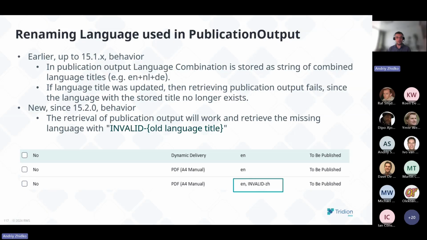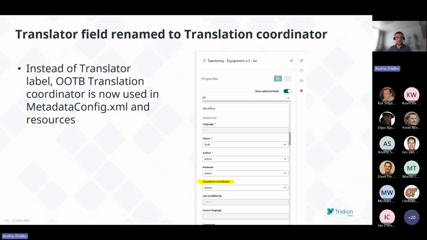And in 15.2 we improved that behavior. Now we do display the label invalid and the label of the old language. So the user will clearly see that there is a certain issue, and we also do not fail the load. We also did rename the out of the box translator label. So now we are using the translation coordinator and metadata configuration file for that resource.